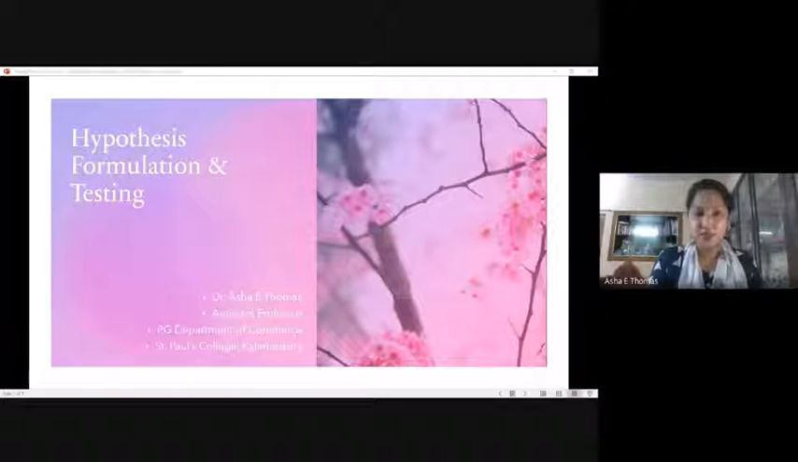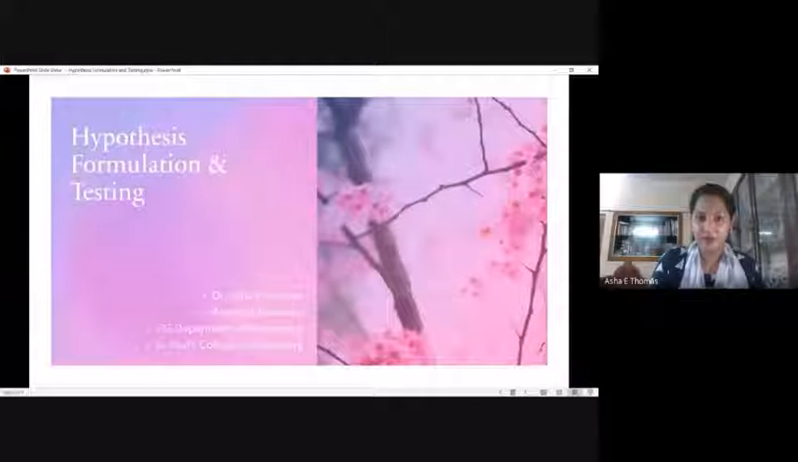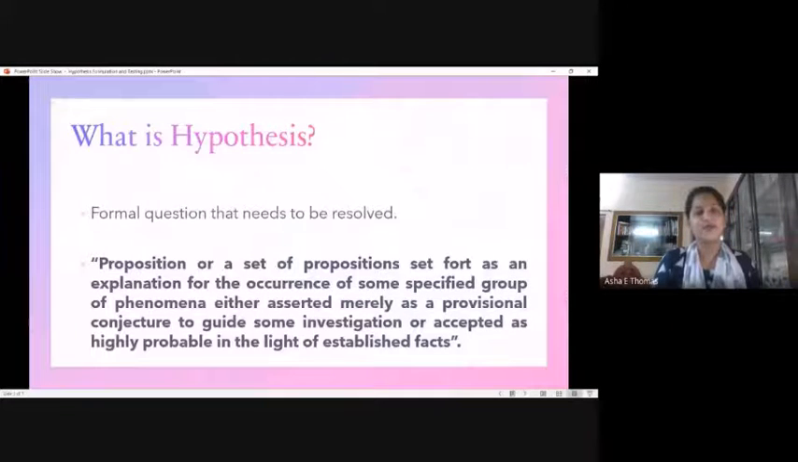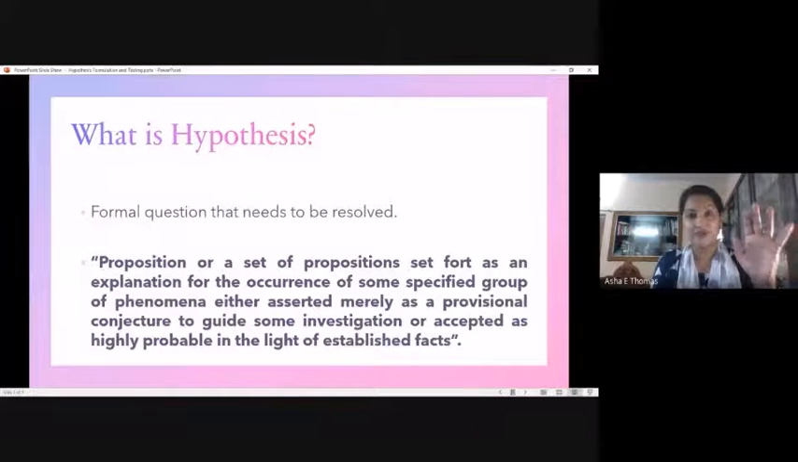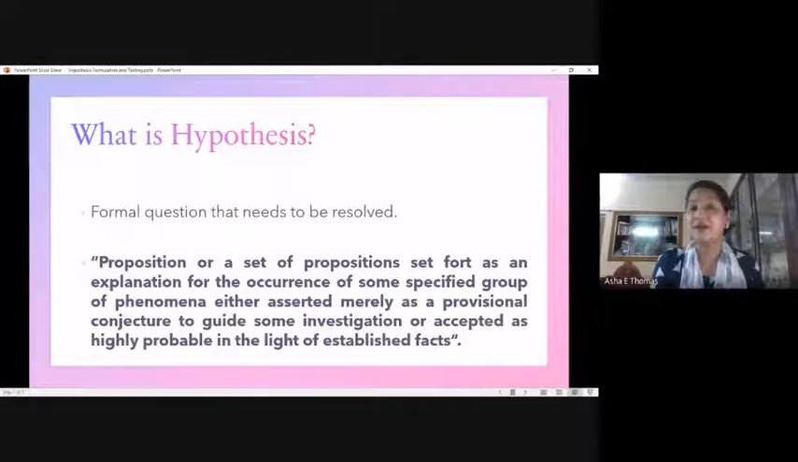So as you can see in the slide which is shared with you, the first part is we are trying to define hypothesis. We had already had some discussions about hypothesis when we were planning and preparing our proposal. So in that backdrop, we know that it is a formal question that needs to be resolved, or it can be a tentative assumption. It can be an expectation of the researcher regarding a particular area under study. So that is a general definition of the term called hypothesis.